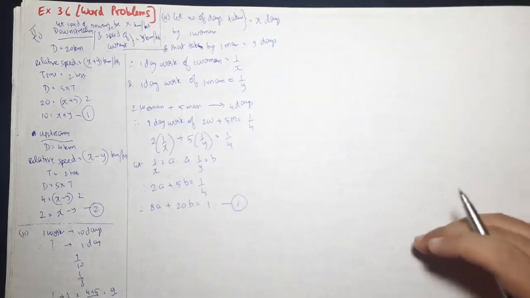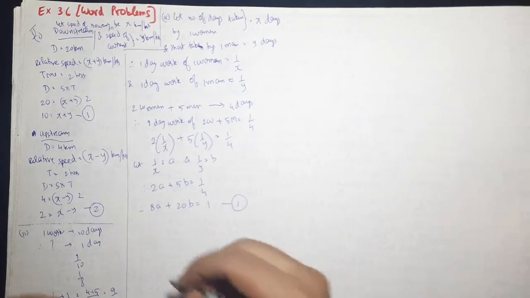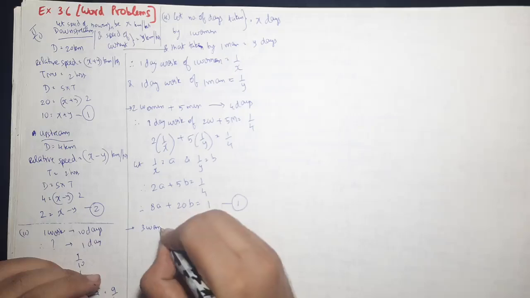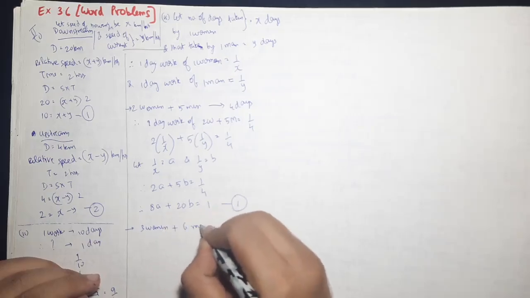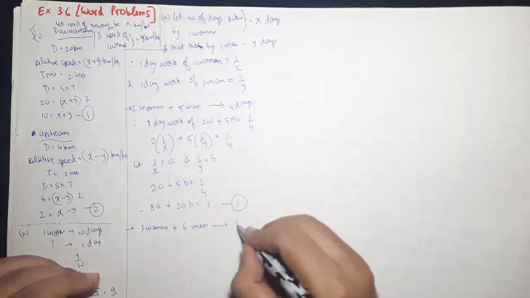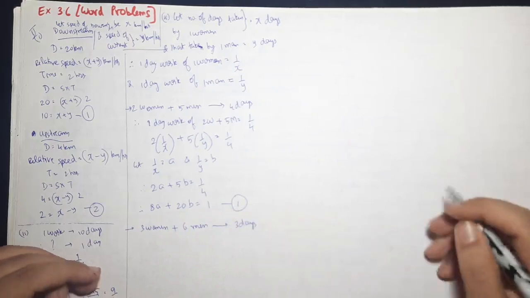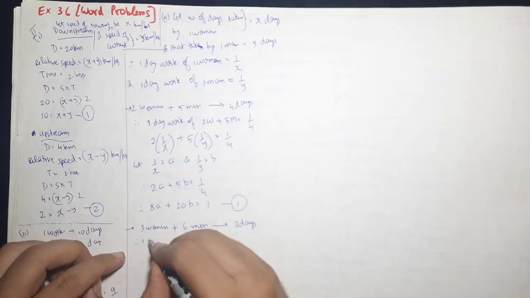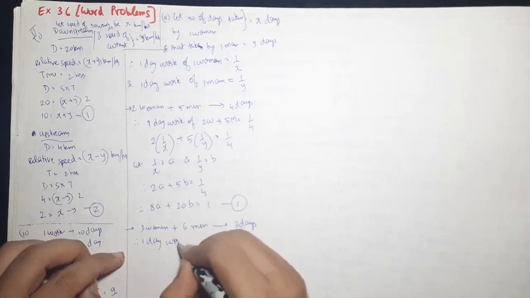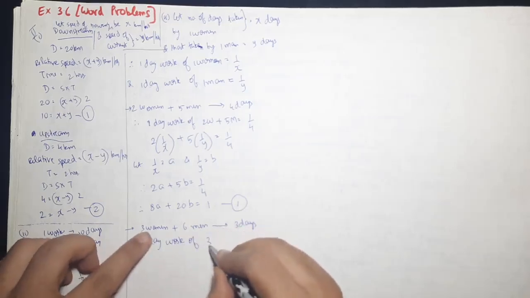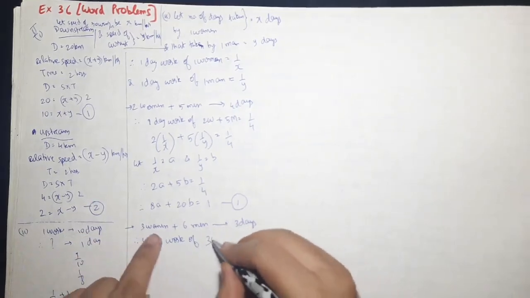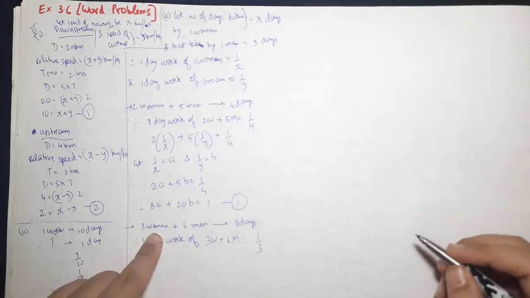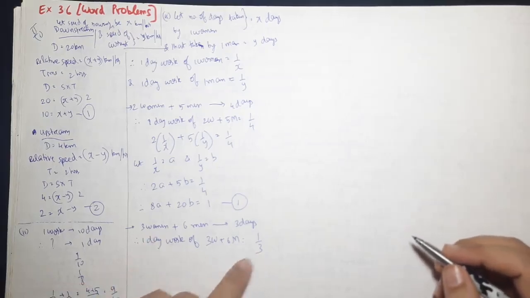Now the second is 3 women plus 6 men. They took 3 days to complete the work. Therefore, what is the 1 day work of this group? That is, 3 women and 6 men will do 1 by 3 of the work in 1 day.